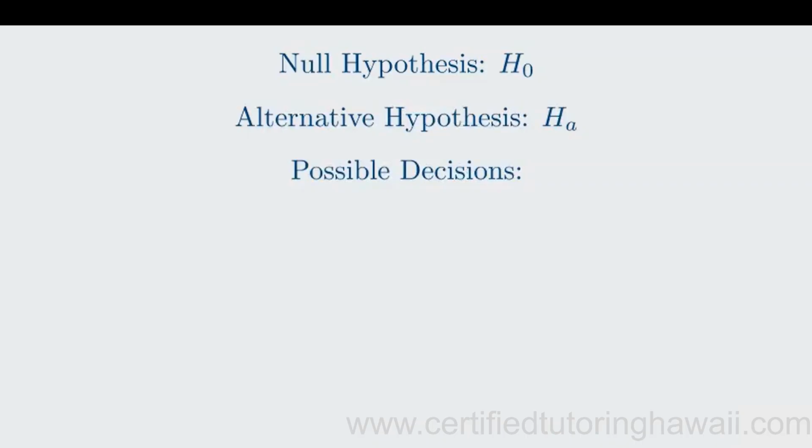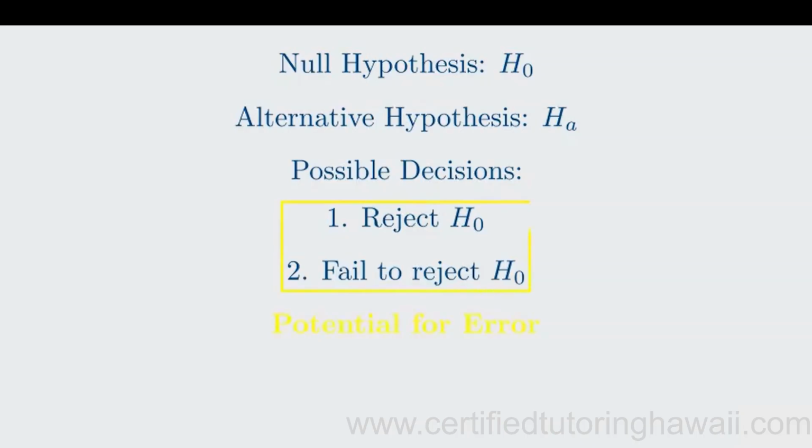In every hypothesis test, we start with a null hypothesis, which we call H0, and an alternative hypothesis, H sub A. We collect data and make a decision. Either we reject the null hypothesis or we fail to reject it. However, because we are using samples to make inferences about populations, there is always a chance we make the wrong call. To understand these errors, let's look at the 4 possible outcomes of a hypothesis test.